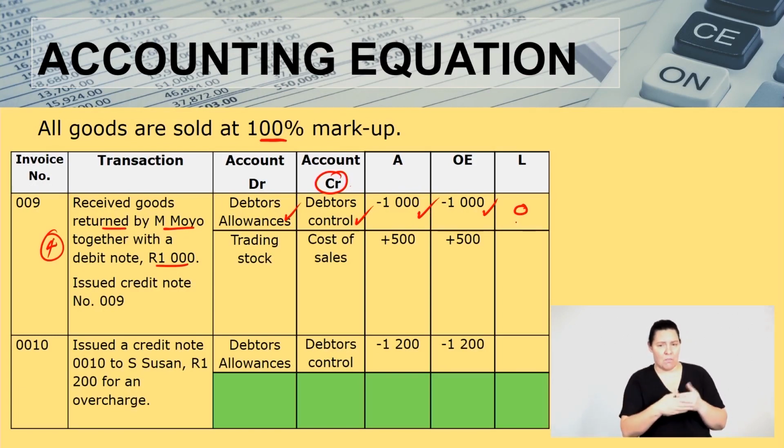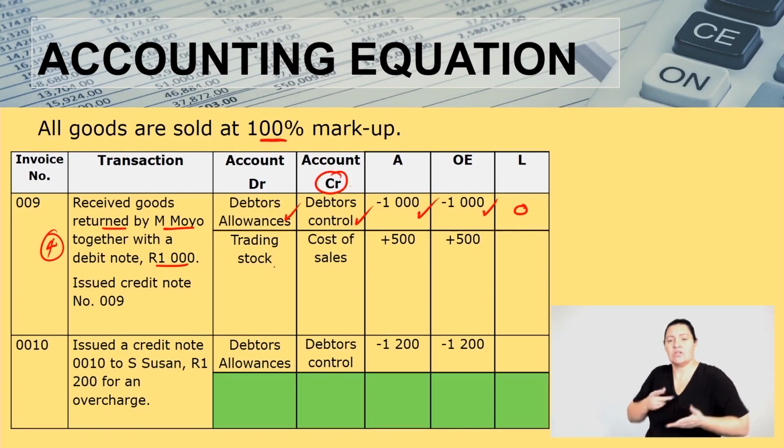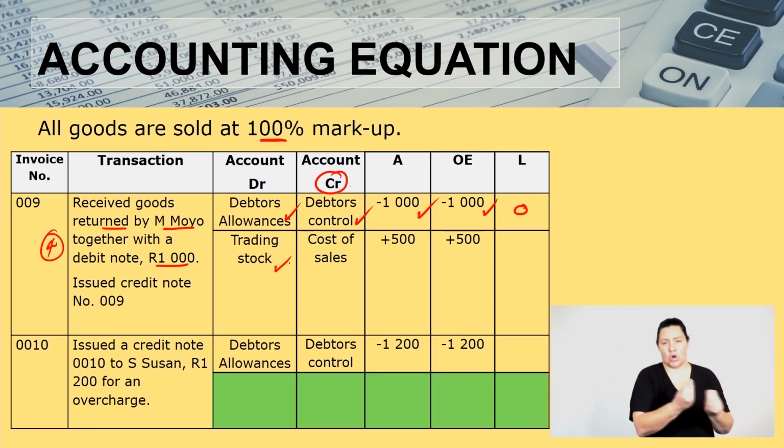Remember, debtors control is an asset, and once your asset is decreasing, that's why you find on your assets it's minus 1,000. Does it affect our liabilities? No. So your liabilities will be 0. Remember now, we have 2 more accounts to go. The first one is going to be trading stock, because goods are being returned. So I'm going to debit my trading stock. And once I debit my trading stock, remember trading stock is an asset. Once you debit an asset, I'm coming here to say plus 500.